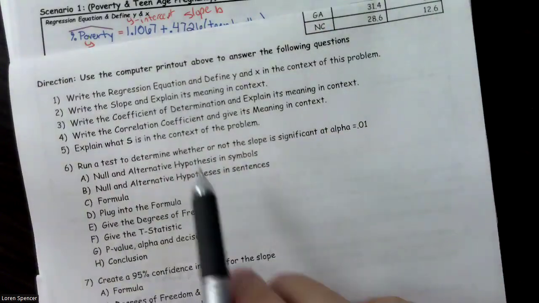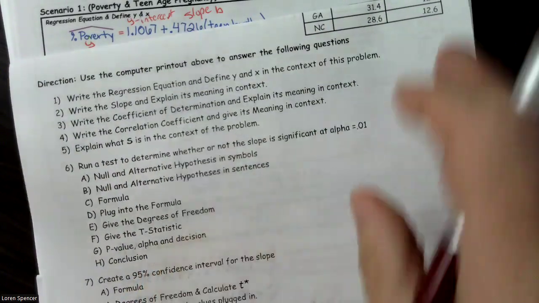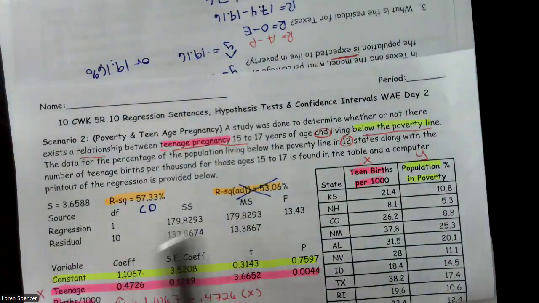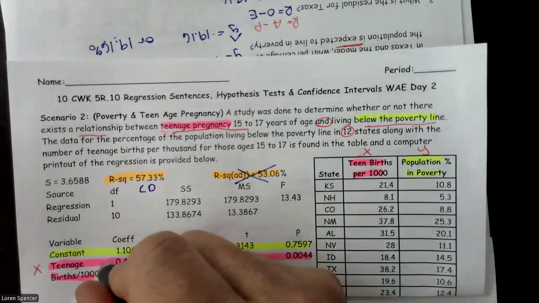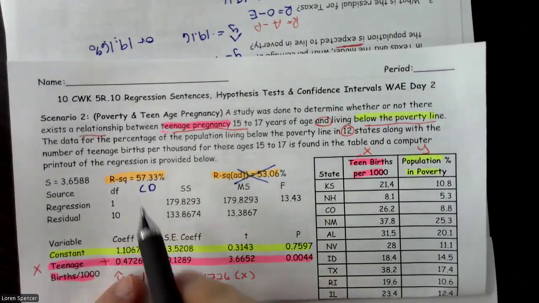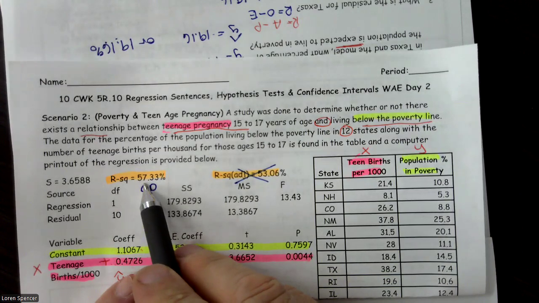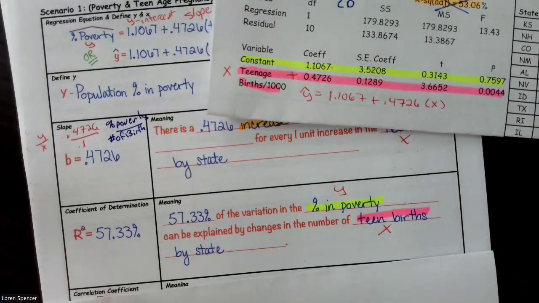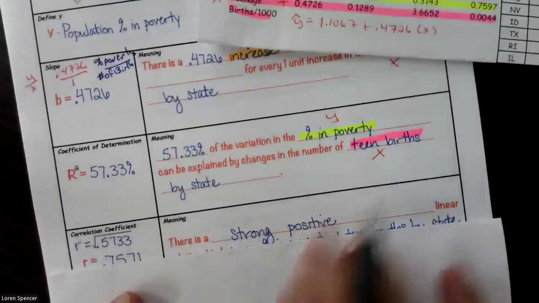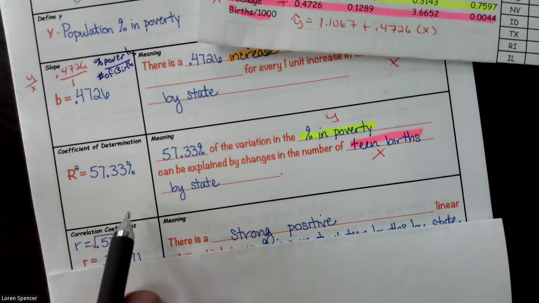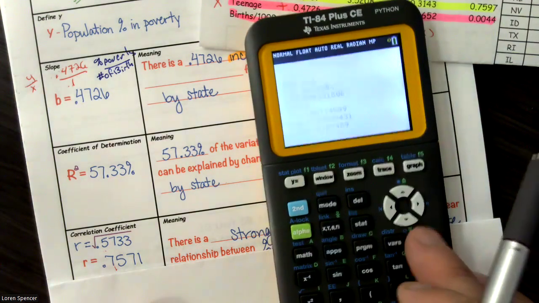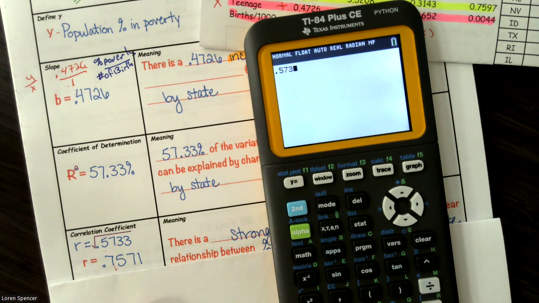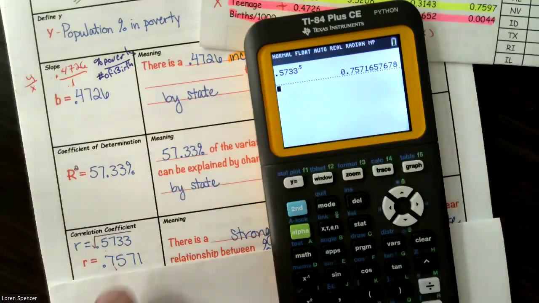The next thing it asks for is the correlation coefficient. The correlation coefficient is nowhere on here, but it's going to be the sign of the slope. Since our slope is positive, we know our correlation coefficient is going to be positive, and then the square root of R squared. So the square root of 0.5733, let's do that in a calculator real quickly. 0.5733 raised to the half power is 75%.